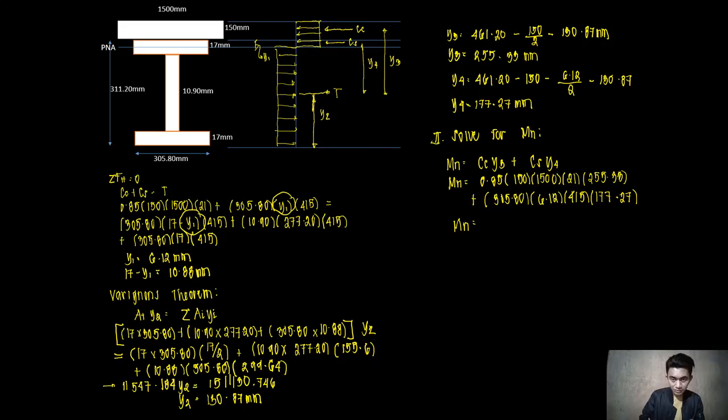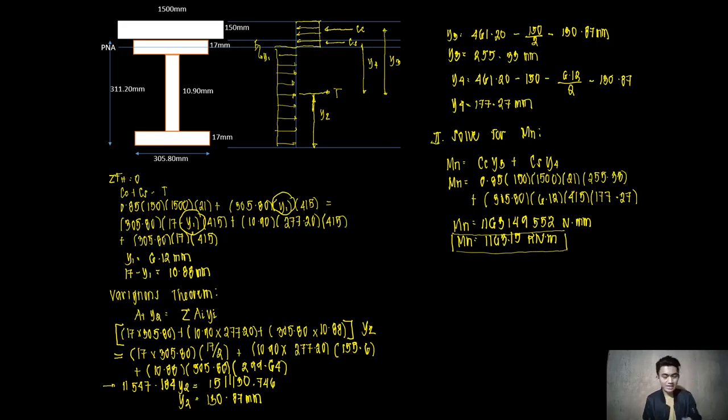1163, 149, 552 Newton millimeter, or that is 1163.15 kilonewton meter, which is now our final answer for case number 2 sample problem.